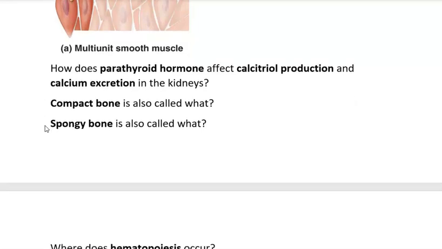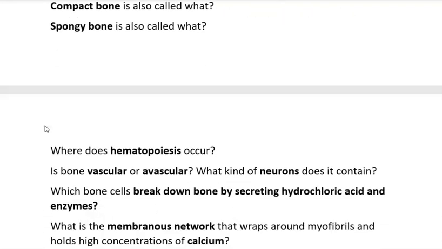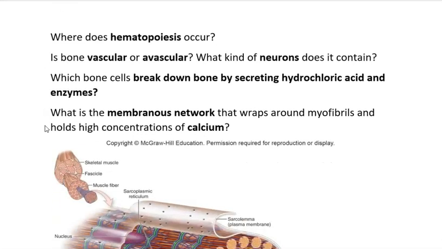More definitions. Compact bone is also called cortical bone. And spongy bone can also be known as cancellous bone or trabecular bone. So you've just got to be familiar with all of these different definitions. Where does hematopoiesis occur? You should know this. This is in the red bone marrow.